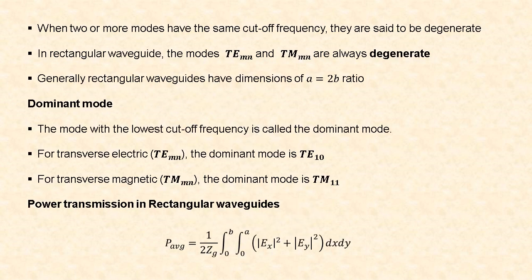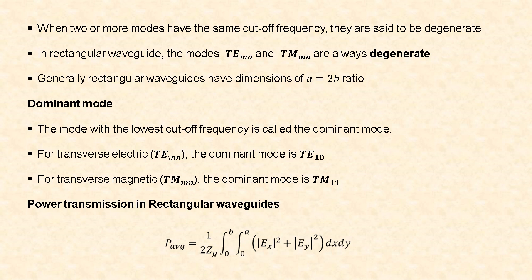Next, when two or more modes have the same cutoff frequency, then they are said to be degenerate. In rectangular waveguide, the modes TEmn and TMmn are always degenerate. Generally, if you see, the rectangular waveguides have dimensions of a is equal to 2b ratio. That is, one dimension is twice the other dimension.